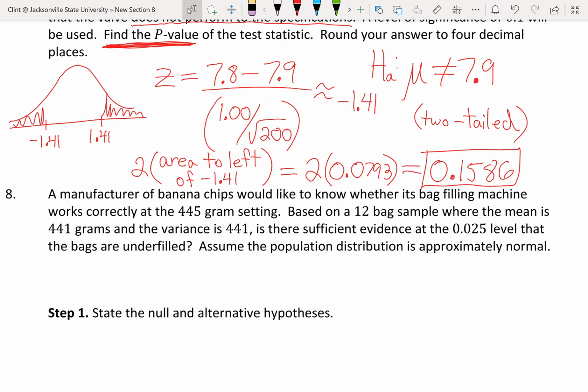That's the hardest p-value to find. You have to remember to do 2 times the p-value when it's two-tailed. So two-tailed, we multiply by 2. Questions on that one?